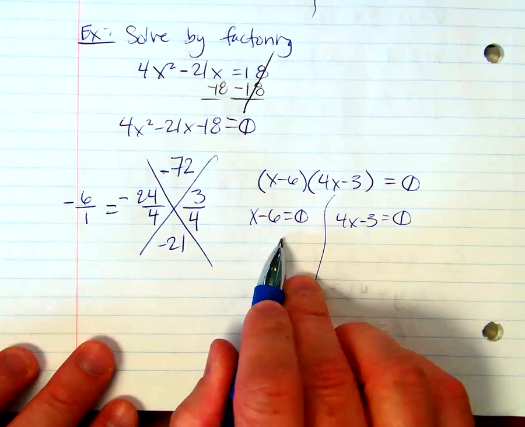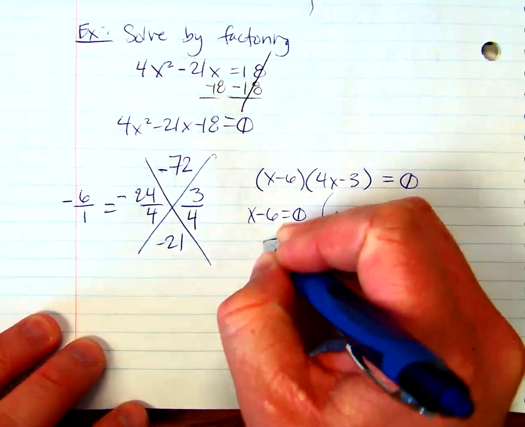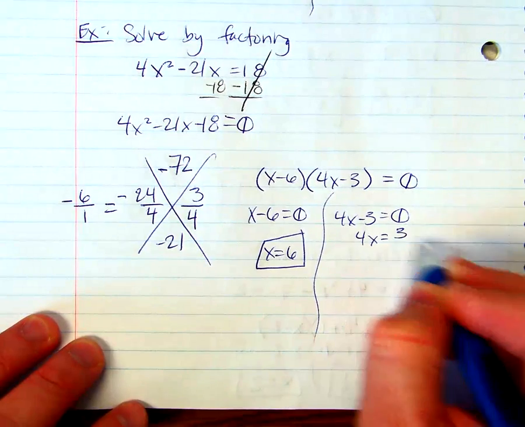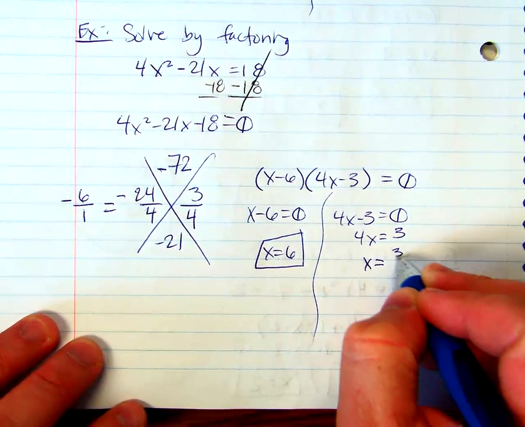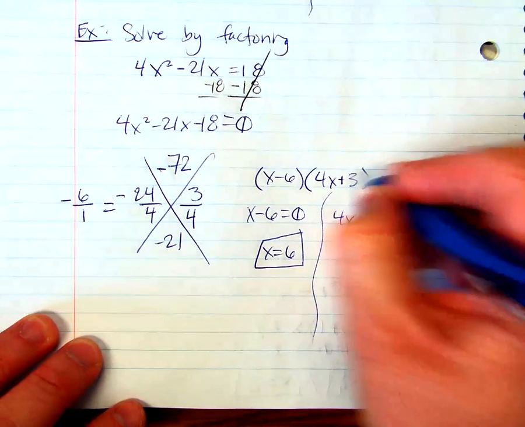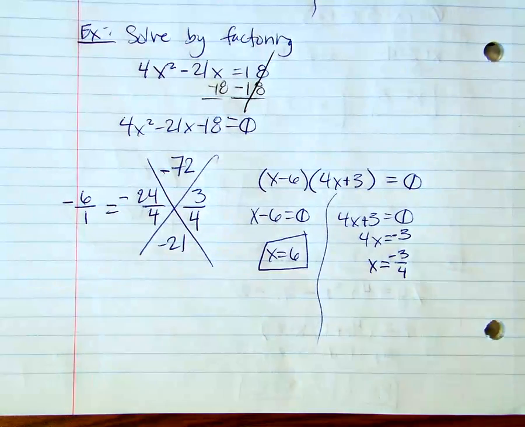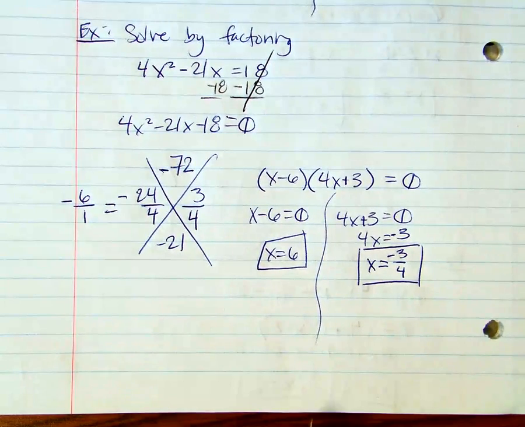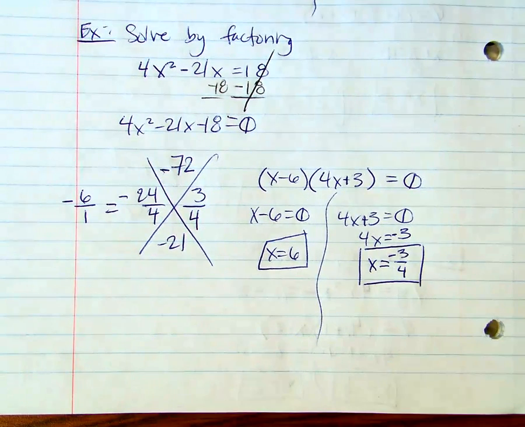This one I think we all see is going to be a 6. If I add 6, we get x equals 6. Here, though, I have to add 3. So 4x equals 3. Then divide by 4, so x equals 3. Oh, sorry, this was a plus 3. So negative. And these are my two answers. So when I was all done, x equals positive 6, and x equals negative 3/4.